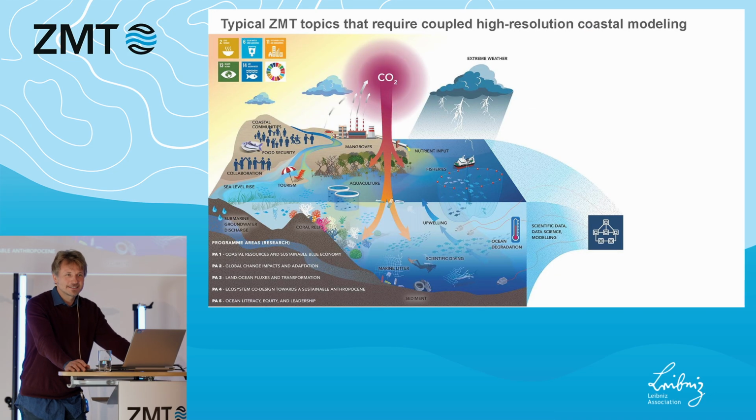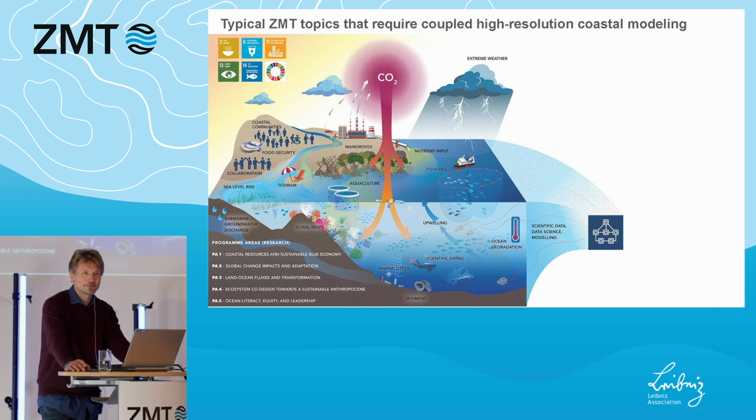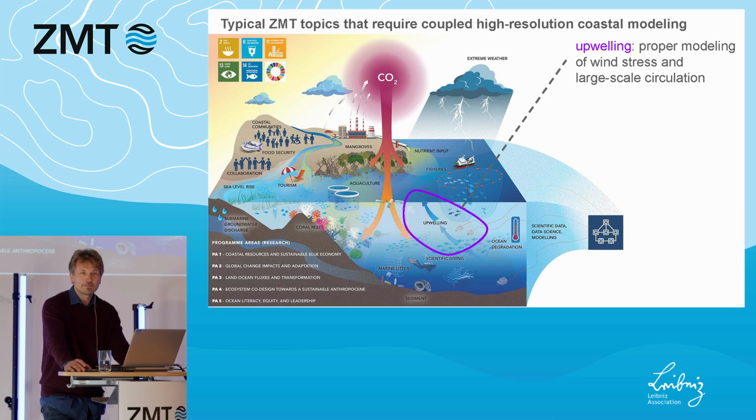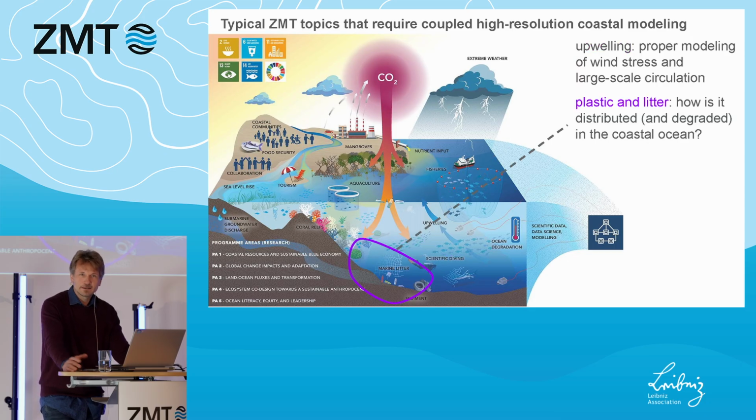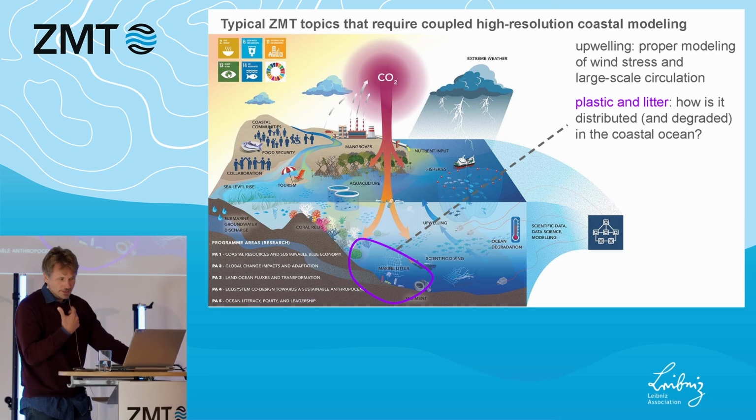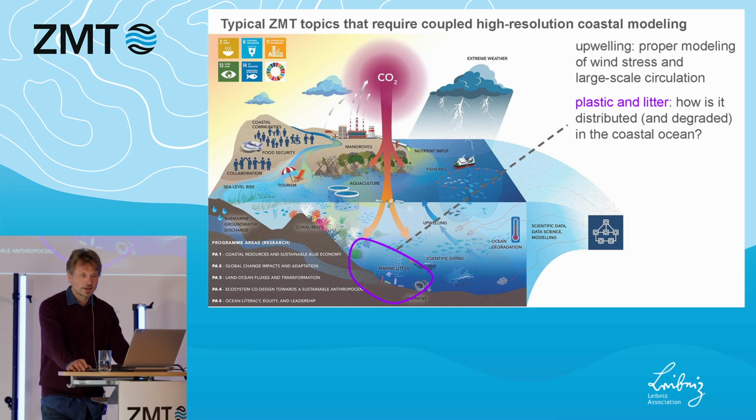So to summarize, this is a cartoon taken from ZMT's website, so I assume it's up to date, and it's very nice to use this to highlight a few key aspects I think are relevant for TropEcS. For example, the upwelling is an important factor. We need to properly model wind stress and the large-scale circulation to approach an upwelling model. Plastic, litter, these are things that are advected by the ocean, so we certainly need to understand how they are transported and how they are also degraded in the ocean.